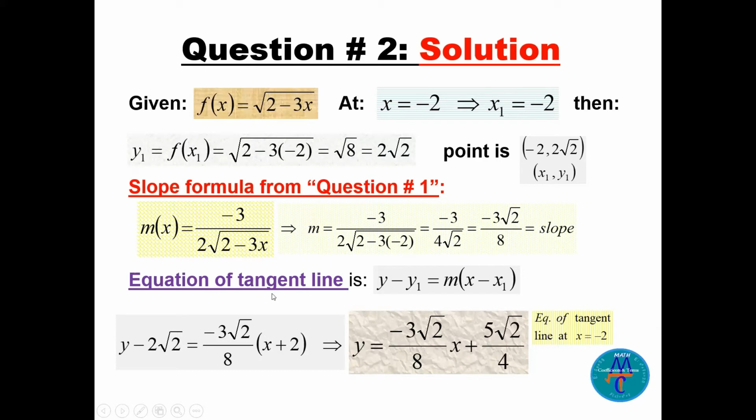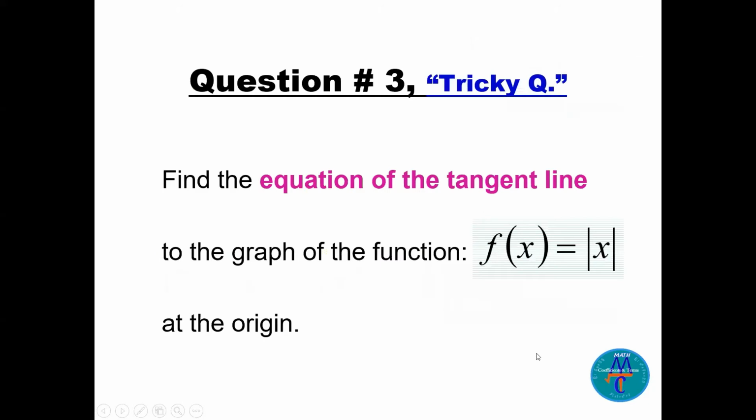This is the slope. Now the equation of the tangent line, you know the formula: y minus y1 is equal to m times x minus x1. Put the numbers there, and then you can simplify. So this one is the equation of the tangent line at x equals minus 2.